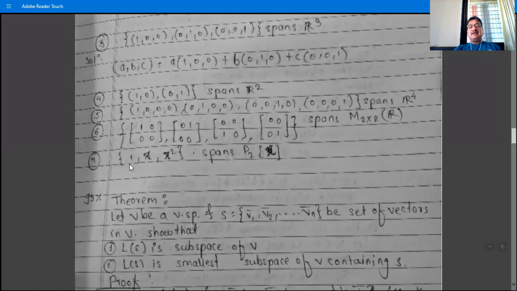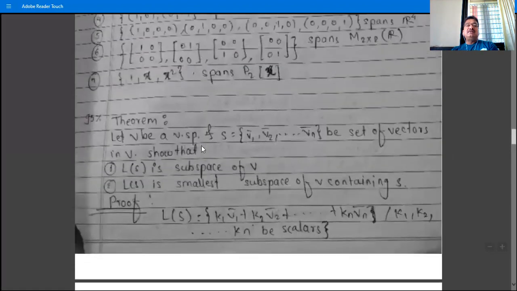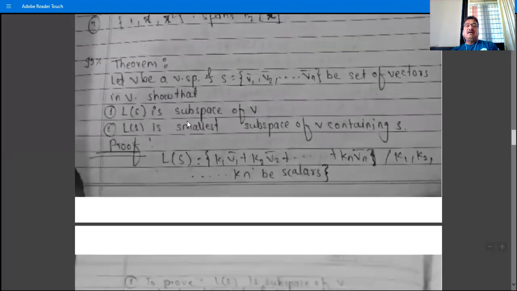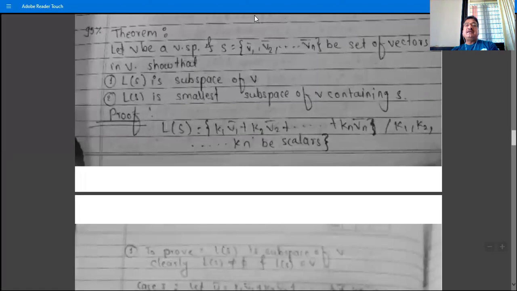In this way, 1, x, x square, ..., x raised to n spans Pn(x). This set contains n plus 1 vectors, and that set spans Pn(x) or Pn, the set of all polynomials of degree less than or equal to n. So these are some examples of spanning. We will see the theorem on this linear span in the next lecture.